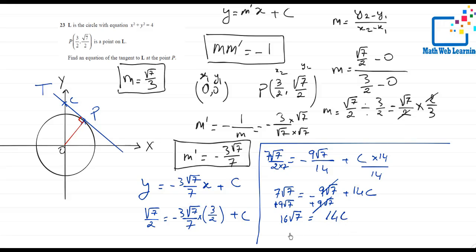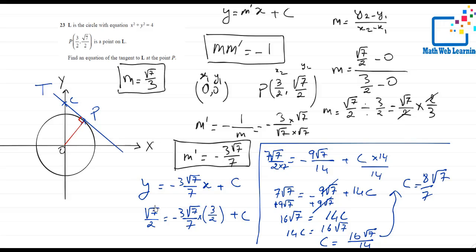Right, I'm going to flip it around now. So 14c is equal to 16 square root of 7. So therefore c is equal to 16 root 7 over 14. Let me move up here, sorry guys. For c, I need to cancel down these two, dividing by 2 to give you 8 over 7 root 7. Wow. Okay, so therefore we've got the c, and we have the gradient, of course.